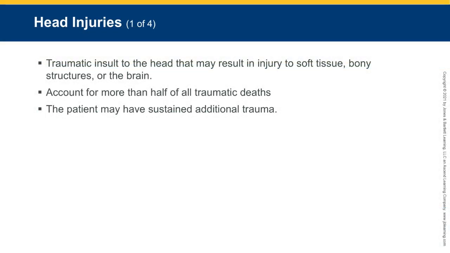Head injuries result from trauma to the skull and brain, ranging from minor soft tissue damage to severe traumatic brain injury. These injuries are responsible for more than half of all traumatic deaths and often occur in conjunction with other injuries. Prompt recognition and management are crucial for patient outcomes.